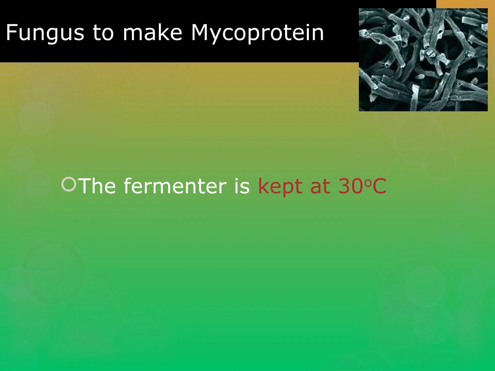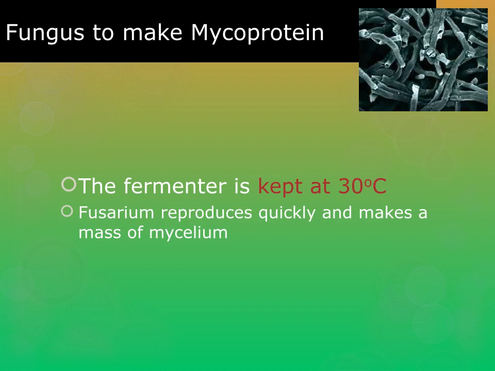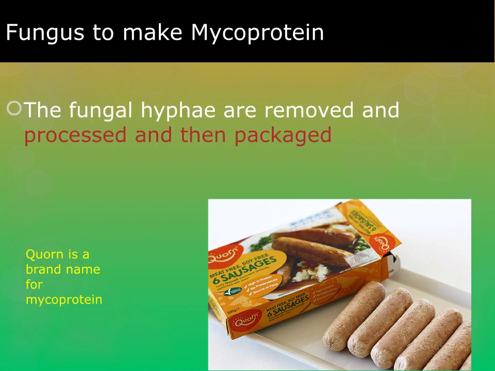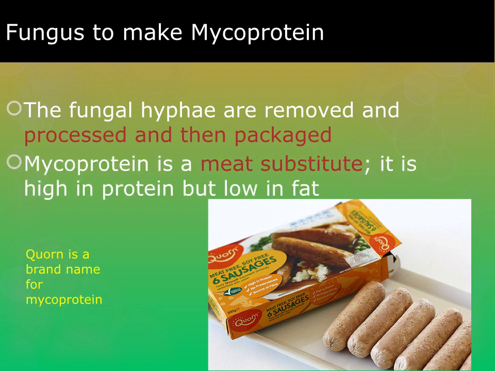Now we know that Fusarium is a fungus, and this reproduces quickly and makes a massive mycelium. The fungal hyphae of the mycelium are removed and processed, then packaged. Mycoprotein is a meat substitute. It is high in protein but low in fat. So this means that it's got a lot of protein and a lot of fiber. It also has a fibrous texture due to the thread-like hyphae.